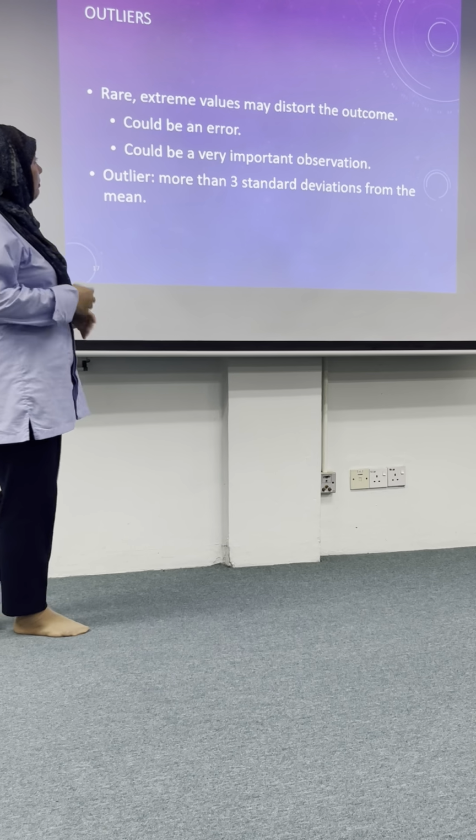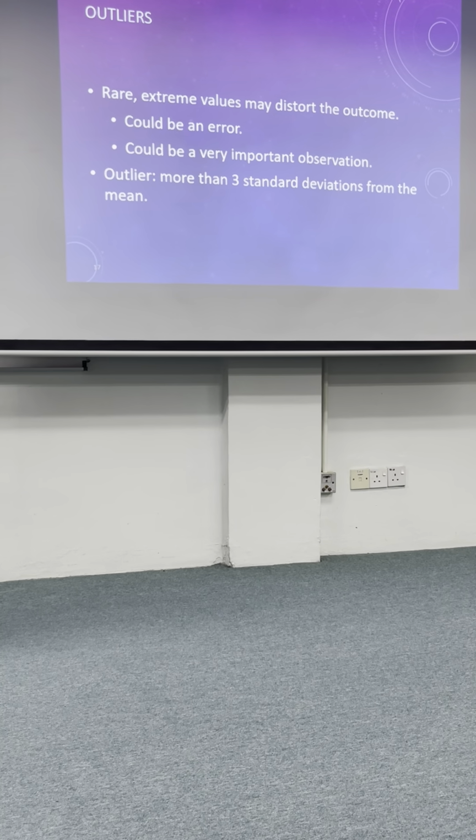Okay? So basically we define outliers as those which are more than 3 standard deviations from the mean. You have the mean, it could be a historical mean, and you find that there are values which are more than 3 standard deviations, then you define this as an outlier.